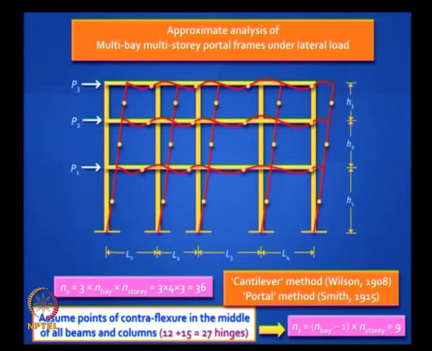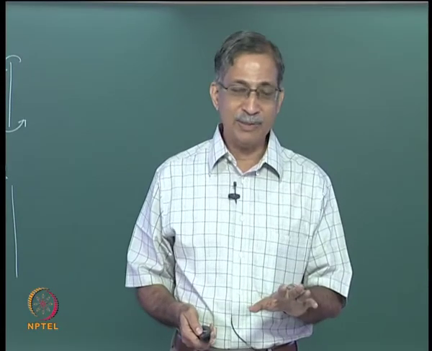So you will find historically two methods came into being. One is called the cantilever method, proposed by Wilson in 1908, the other is the Portal method proposed by Smith in 1915, and they actually made buildings which were very tall in reinforced concrete and in steel. Now let us look at both these methods and see how they simplify. Please note this whole method is approximate, you are ignoring completely compatibility, you are ignoring the relative stiffness of the beams and the columns. Okay.